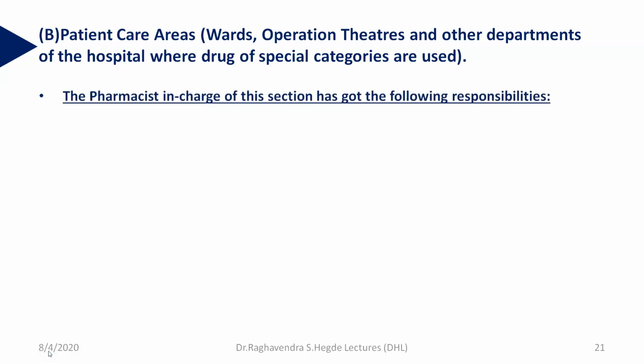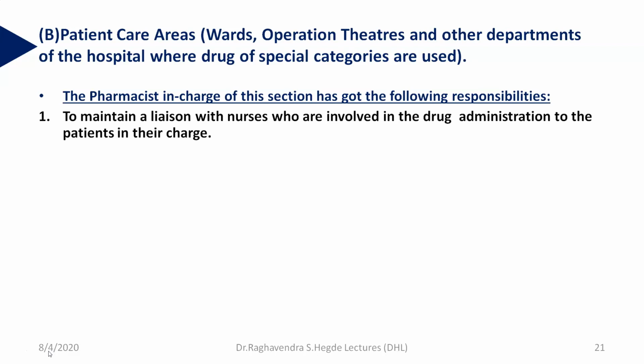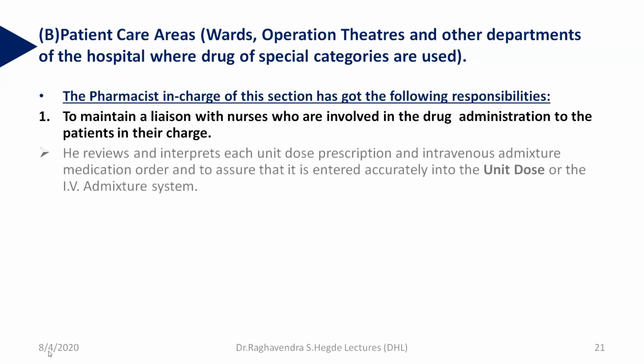The pharmacist in charge of this section has many responsibilities to follow in patient care areas. To maintain a liaison with nurses, who are involved in drug administration to patients in their charge. The pharmacist reviews and interprets each unit dose prescription and any intravenous admixture medication order, and he will assure that it is entered accurately into the unit dose or IV admixture system.